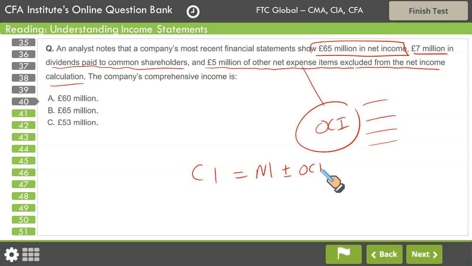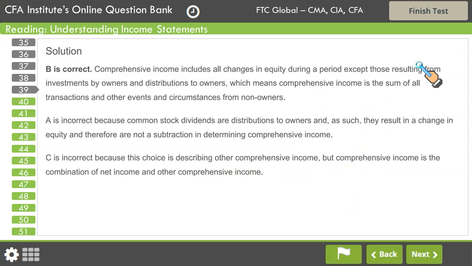So what are we required to do? The company's net income is 65. From this, 5 million is net expense. You get 60 as your comprehensive income. 7 million dividends paid to your shareholders. These are the transactions with the owners.